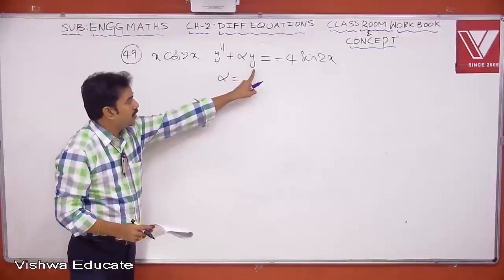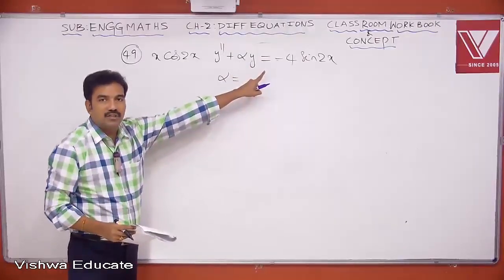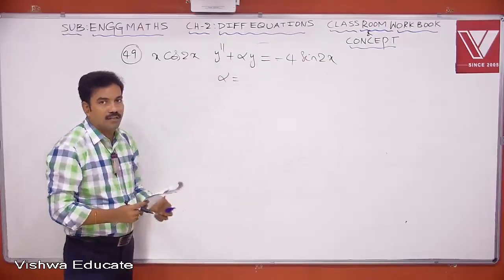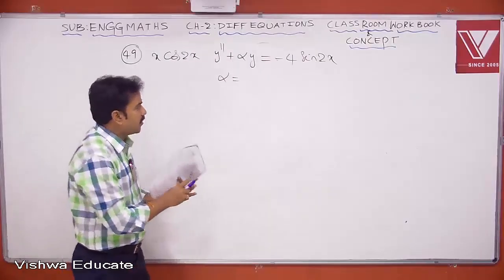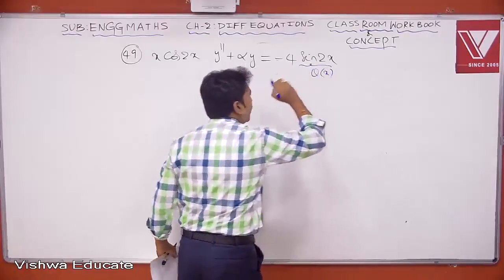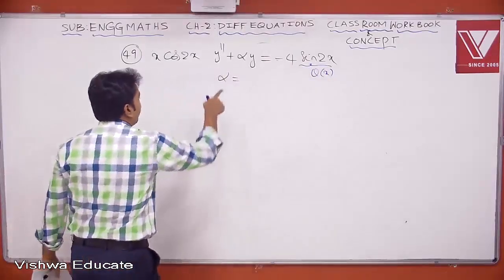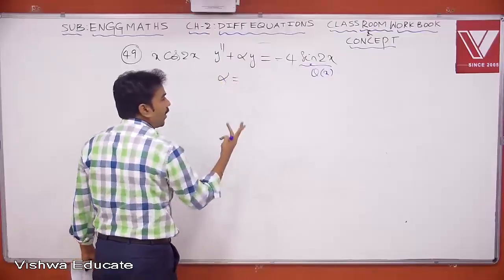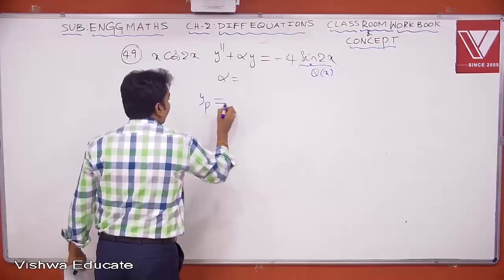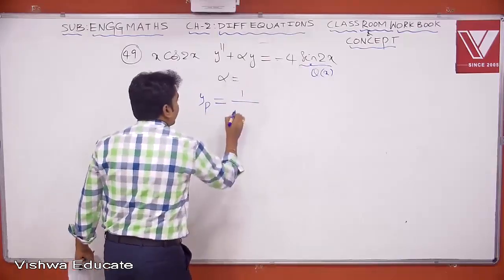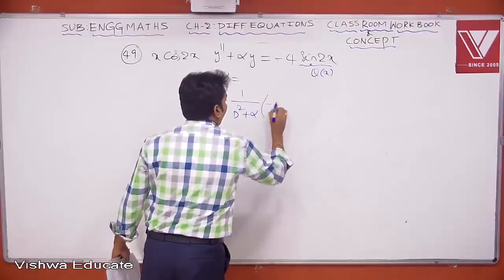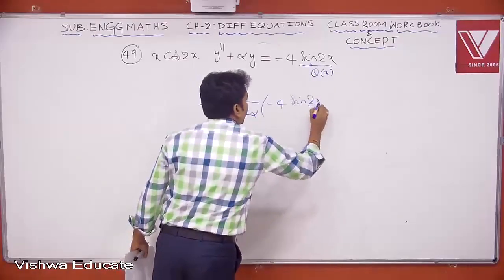Here alpha is the coefficient of y. It is a second order linear differential equation, of course non-homogeneous, and this is given as the particular integral. When you have the right side function Q(x) as a trigonometric function, that is sine, to find this particular integral we need to apply case 3 or case 4. Now let us see. Yp, the particular integral, equals 1 by D square plus alpha operating on Q(x), minus 4 sin 2x.